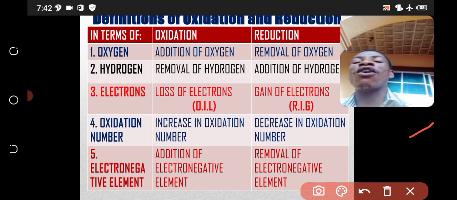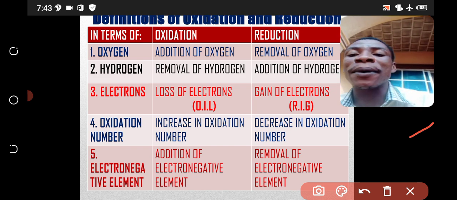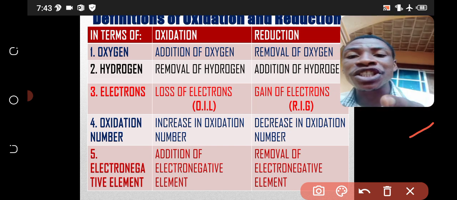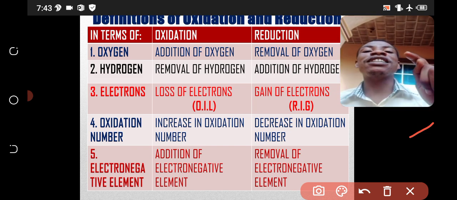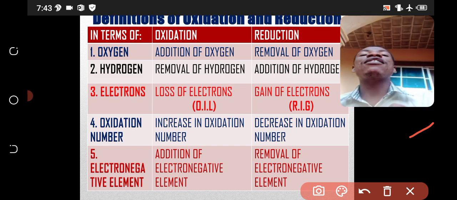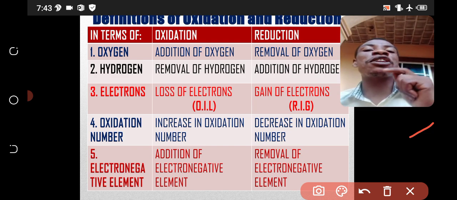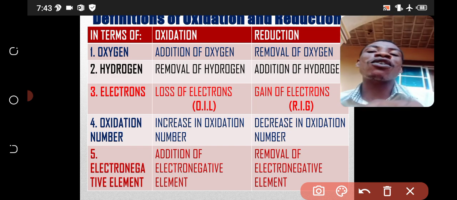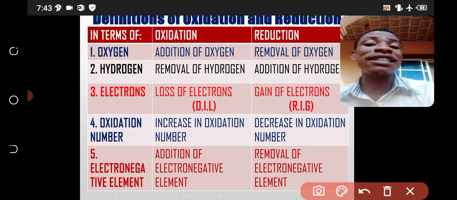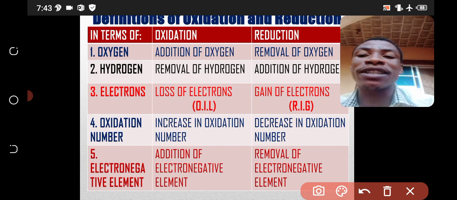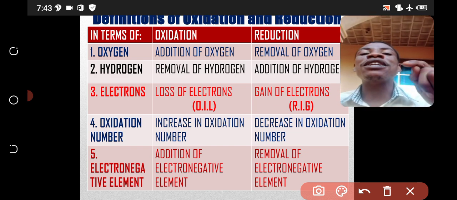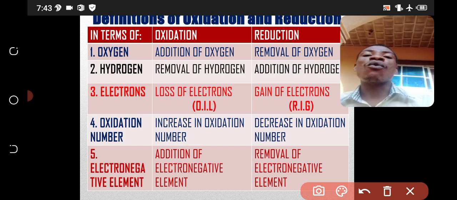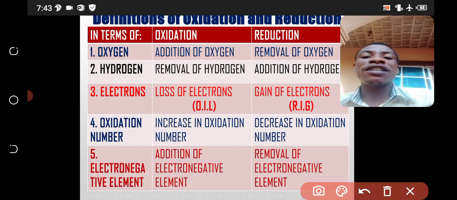You also define oxidation in terms of oxidation number. Whenever there's an increase in the oxidation number of a species, that species is oxidized, and whenever there is a decrease in the oxidation number, that species is reduced. Then finally, you can also define oxidation and reduction in terms of electronegative element. So addition of electronegative elements is oxidation, whereas removal is reduction.